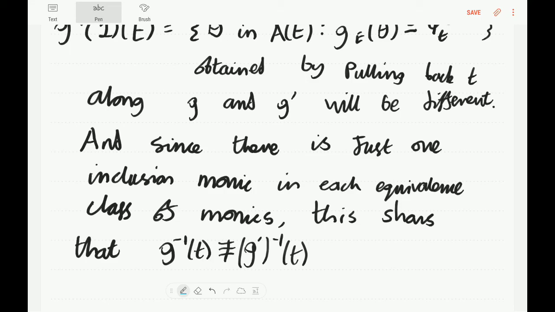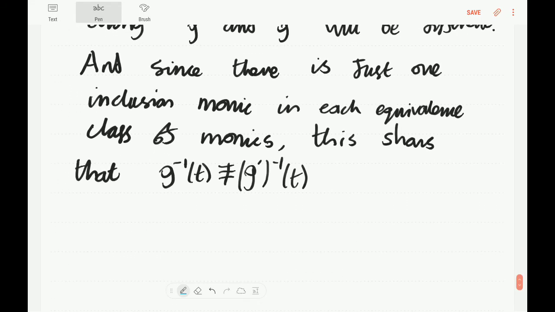if two monics are such that the inclusion monics equivalent to them are different, so say we have a monic A and we find the inclusion monic A dash equivalent to it, and we have a monic B and we find the inclusion monic B dash equivalent to it, if it happens that these two inclusion monics are not equal, then that implies that A and B are not themselves equivalent, because the inclusion monic is like a canonical representation of this equivalence class of monics.